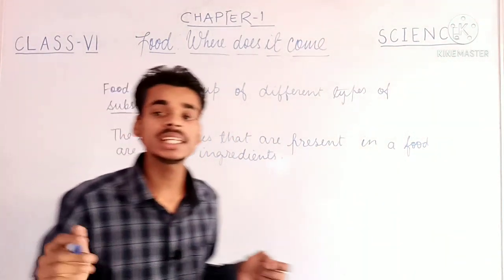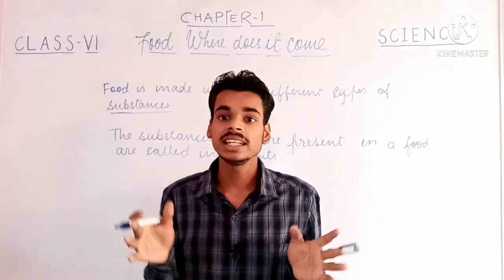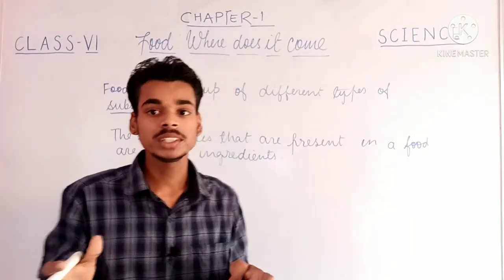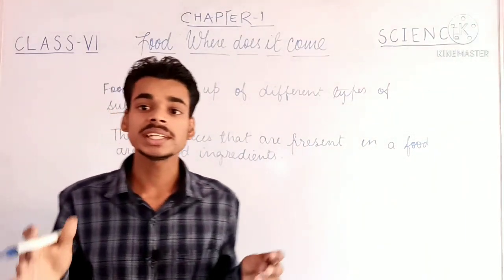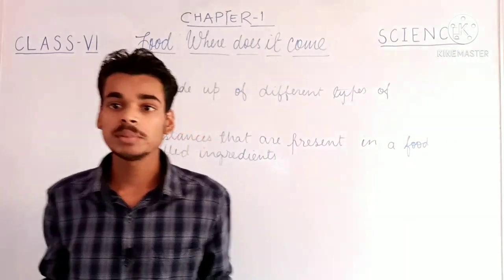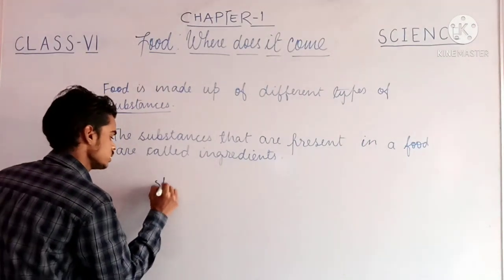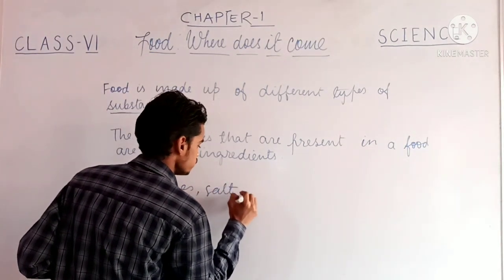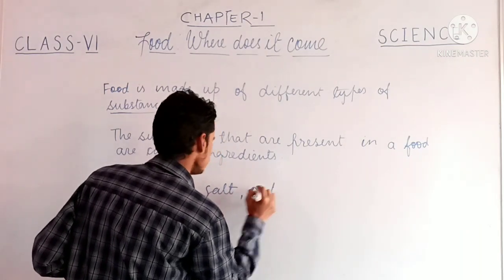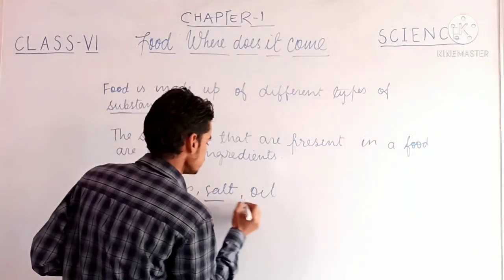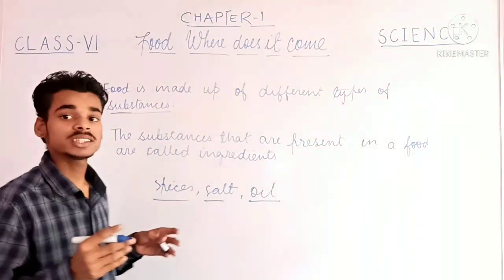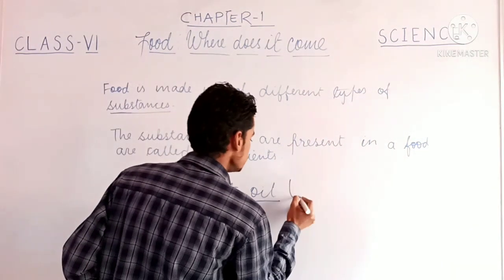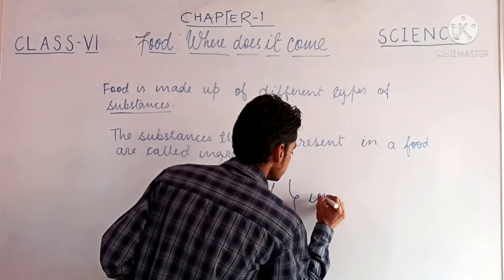So you have understood the ingredients. What are ingredients? Let's take an example. We are going to prepare vegetable curry. Different types of ingredients are needed to make the vegetable curry, like spices, salt, and oil. So these spices, salt and oil are the ingredients of the vegetable curry that we are going to prepare.